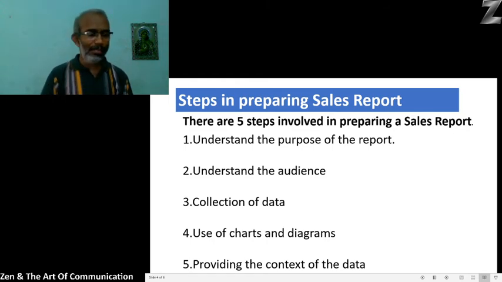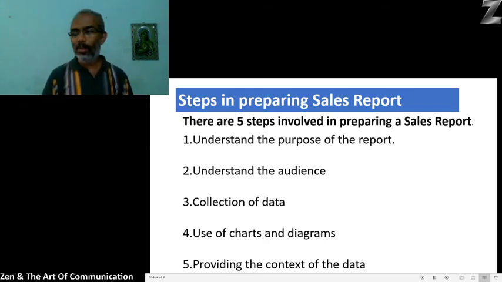A simple pie chart again can give the contribution of east, west, north and south zones to the total sales for the year. A line diagram can give you movement of sales across 12 months for one particular year. So use charts and diagrams wherever possible. It helps to simplify and communicate information or data more effectively.